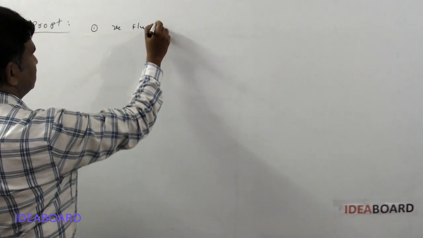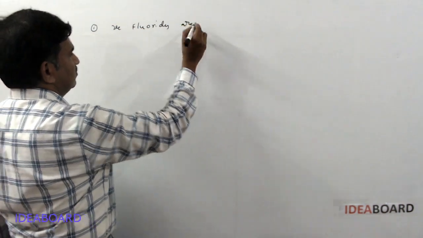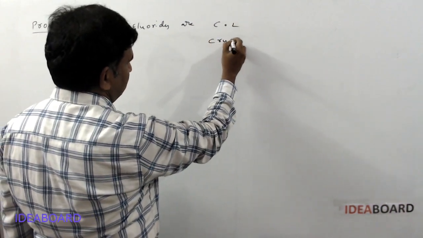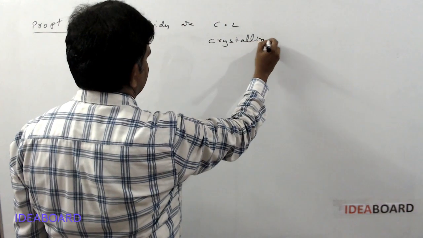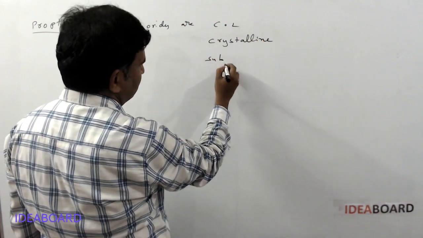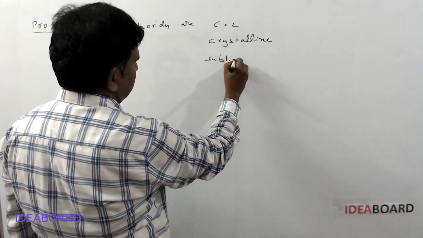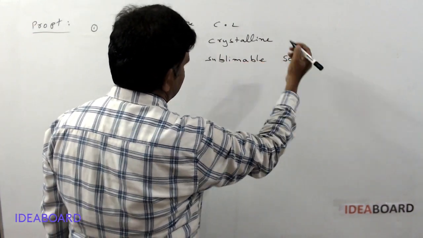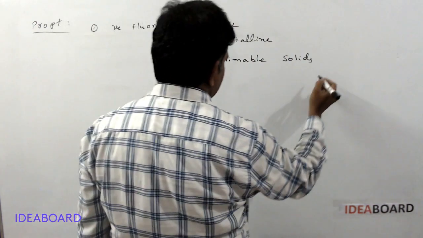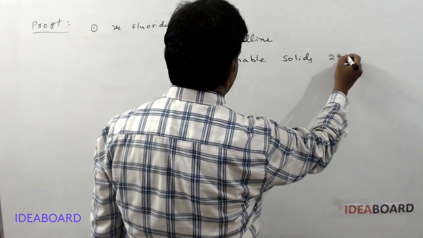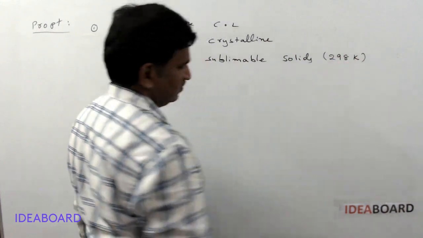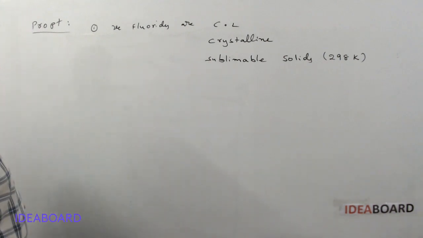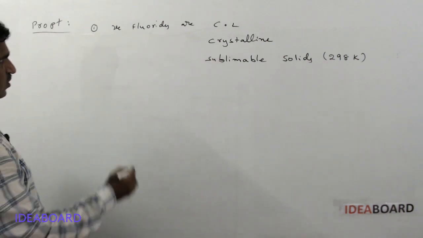The xenon fluorides are colorless crystalline sublimable solids. They can be sublimed at 298 Kelvin temperature. They undergo sublimation at 298 Kelvin temperature. These are colorless crystalline sublimable solids.